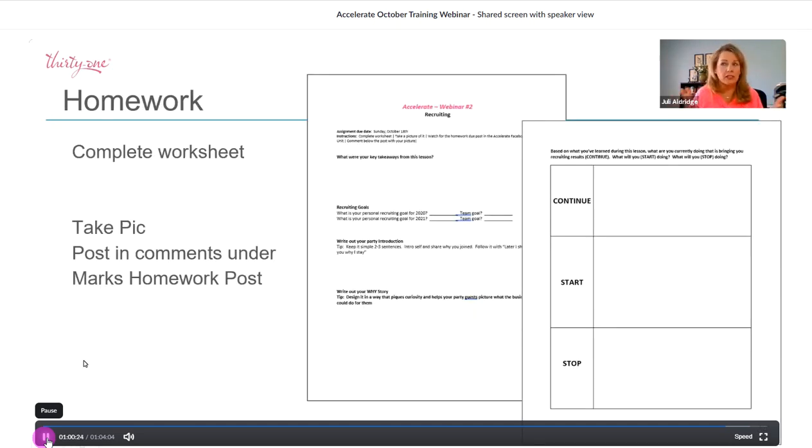Now, your homework, we talked about this earlier. Complete your worksheet, take a picture of it, post it in the comments below. Here's the thing, you guys. You can type into this worksheet, and it might make your worksheet stretch into 2 or 3 pages, whatever. You don't have to be so meticulous. We just want to know that you've done the work. The worksheet is more so for you than it is for us. So don't worry about how many pages long it is. It's for you to do that work and figure out all of these different things on it.